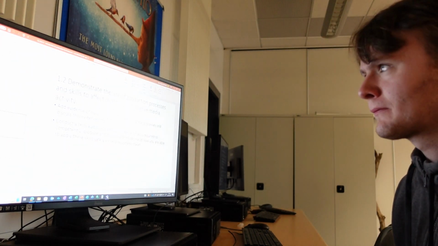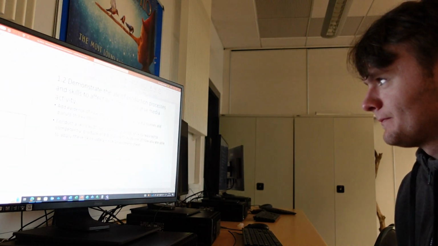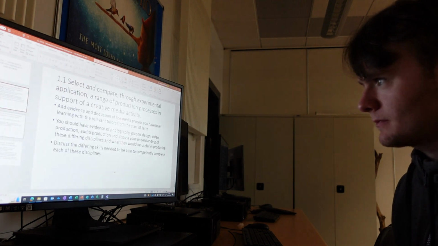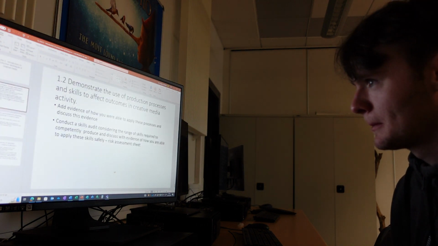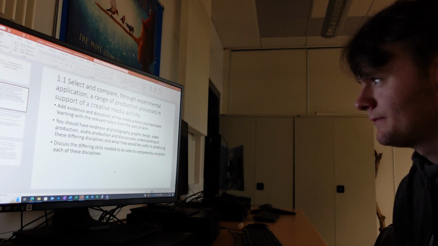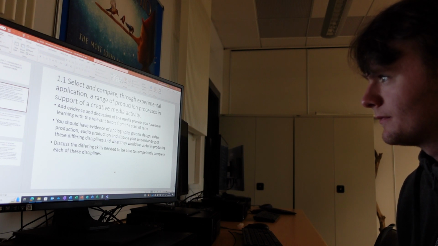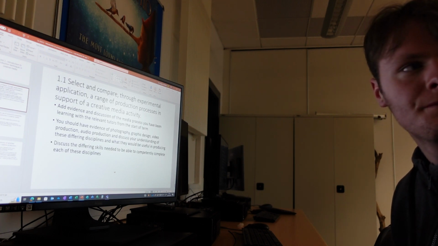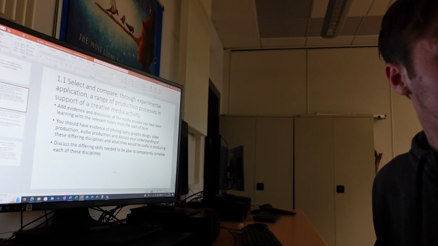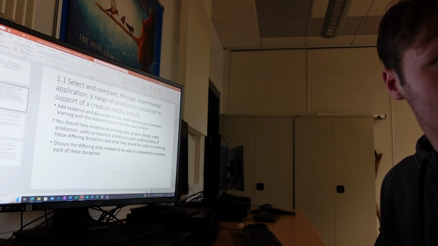Okay, and then this is obviously applying these, demonstrating these processes and skills. So there will be a bit of an overlap. Whenever you're comparing the different processes, that's 1.1, and 1.2 is actually doing them. So 1.1 is really comparing the differences when it's appropriate to use photography or graphic design. An example would be the fire exit sign above the door.